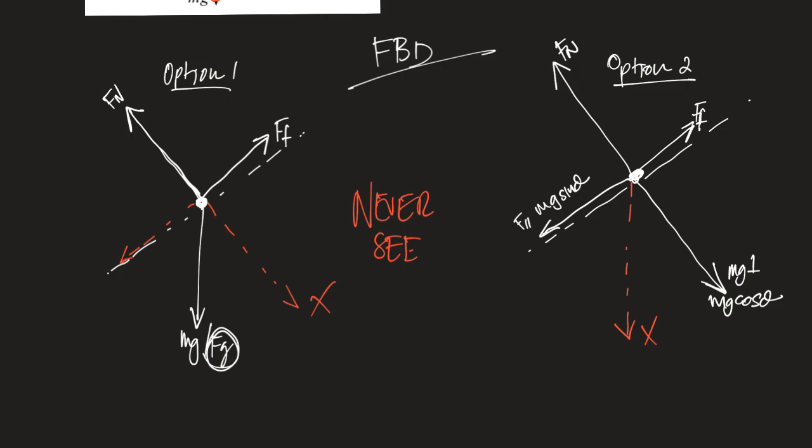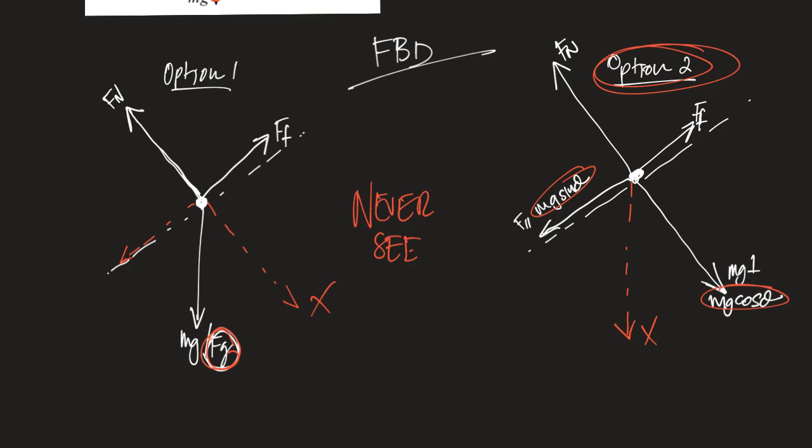So you can either draw one of these two diagrams, but you cannot draw your FG and your components on the same diagram, because that means that you didn't understand the question, or you're not grasping the concept that this object is on some sort of surface. So I would highly recommend, in my opinion, that you draw option 2.